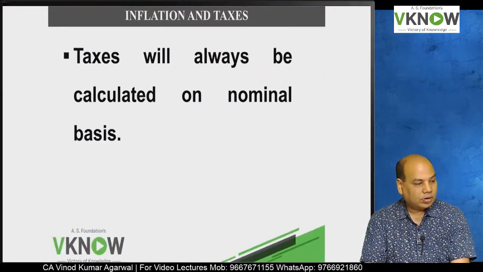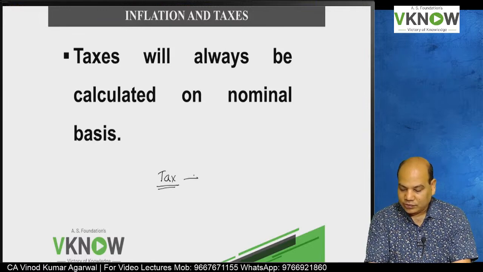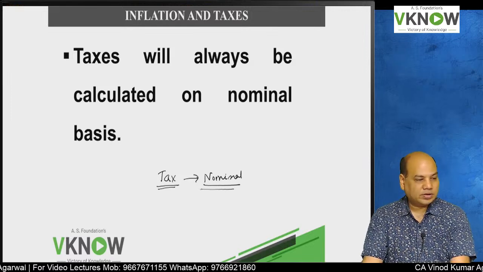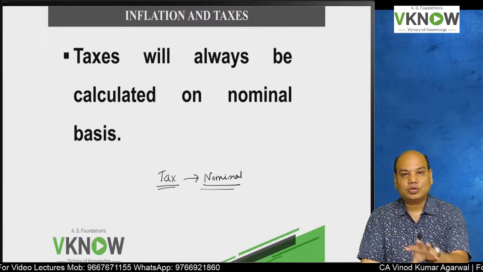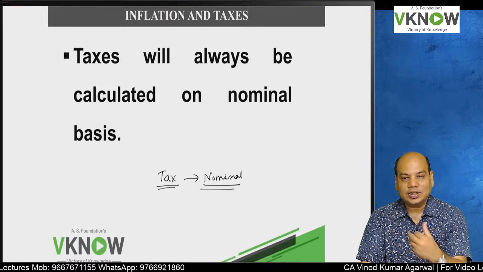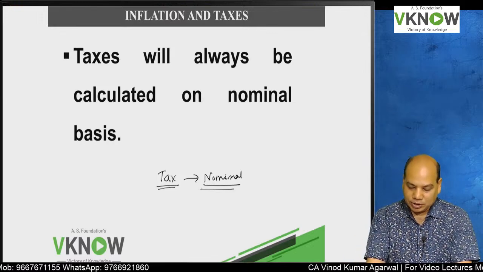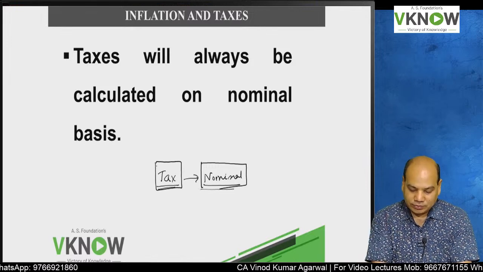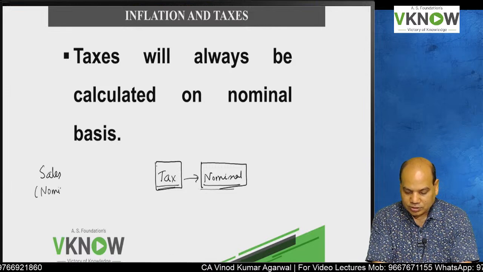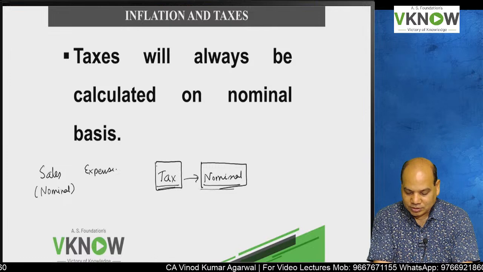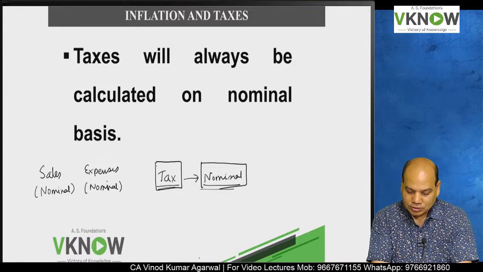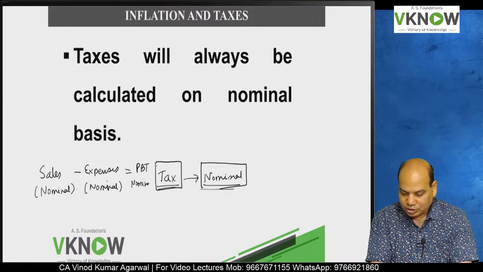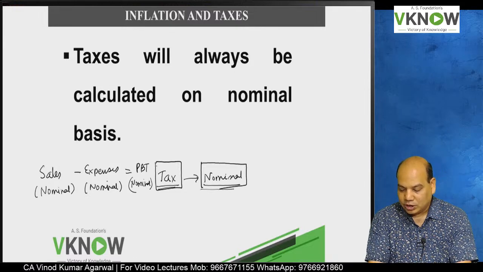What about taxation? Tax is always calculated on nominal basis. Why? Because the government will say we want to tax you based on your current income. Your current income is based on current year sales and current year expenses. So in those questions, very important, if you have to calculate tax, sales will first be taken as nominal, expenses will have to be taken as nominal, you have no choice. Sales nominal minus expense nominal will give you PBT nominal, and then you can take tax on PBT, you will get nominal PAT.